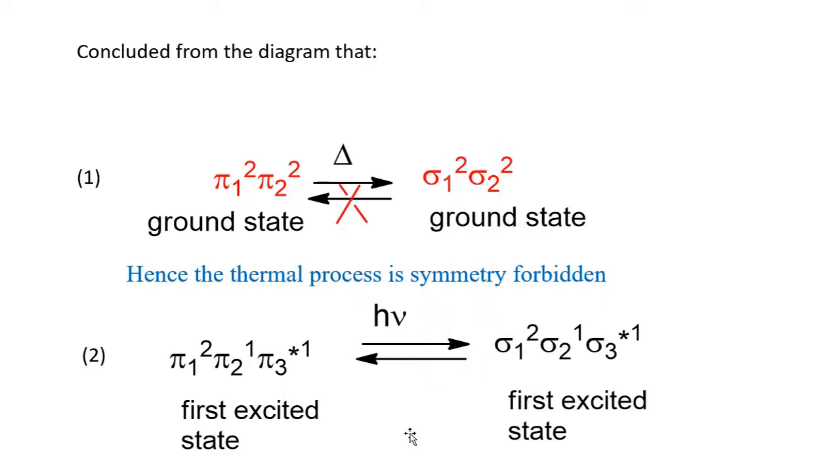In the next video, I will discuss the 4 plus 2 cycloaddition reaction and the method of analysis of the 4 plus 2 cycloaddition reaction, which is a very important reaction known as the Diels-Alder reaction, by the correlation diagram method.